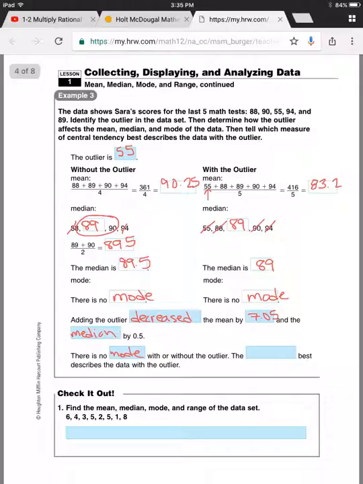And the median best describes the data with the outlier because with the outlier, the mean really pulls that down, but this shows us where she is more or less. Okay, maybe she just had a bad test, but then she was able to fix things and then do good on the next test. Well, this shows us more of a representation of how well she did. Okay? So then go down to the Check It Out and do your mean, median, mode, and range.